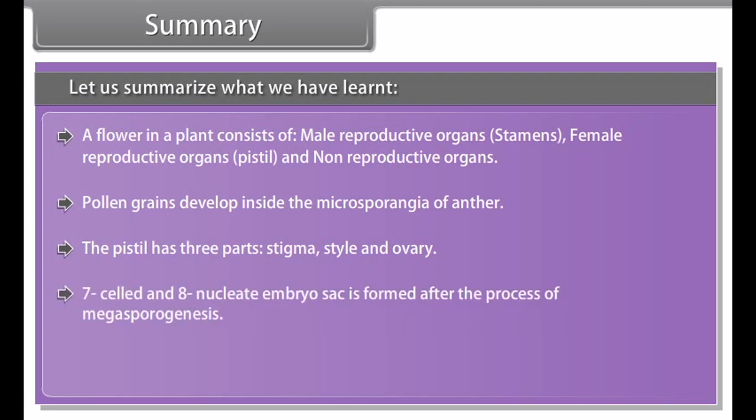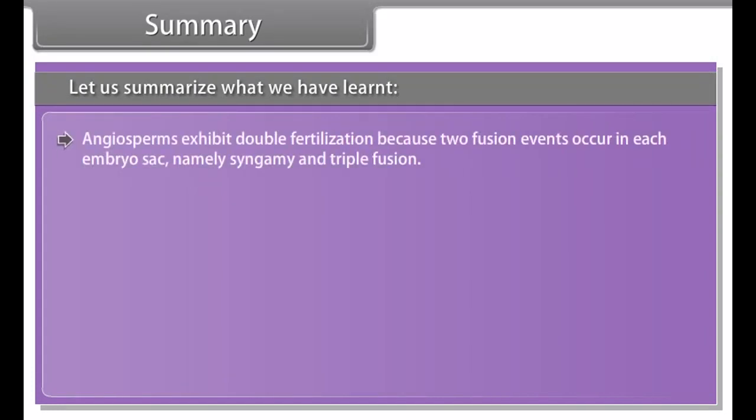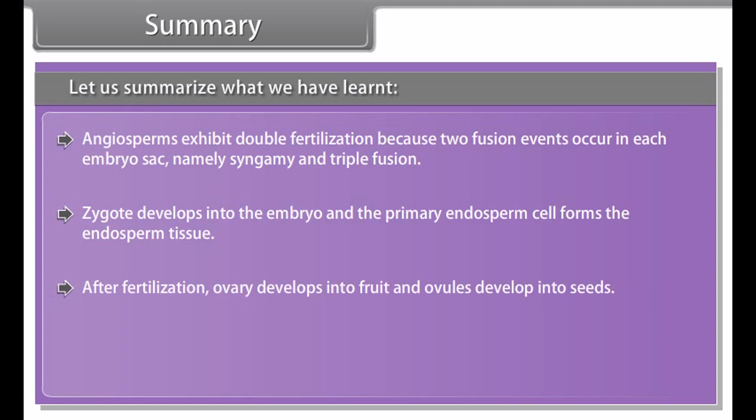7-celled and 8-nucleate embryo sac is formed after the process of megasporogenesis. Pollination is the mechanism to transfer pollen grains from the anther to the stigma. Angiosperms exhibit double fertilization because 2 fusion events occur in each embryo sac, namely syngamy and triple fusion. Zygote develops into the embryo, and the primary endosperm cell forms the endosperm tissue. After fertilization, ovary develops into fruit, and ovules develop into seeds.